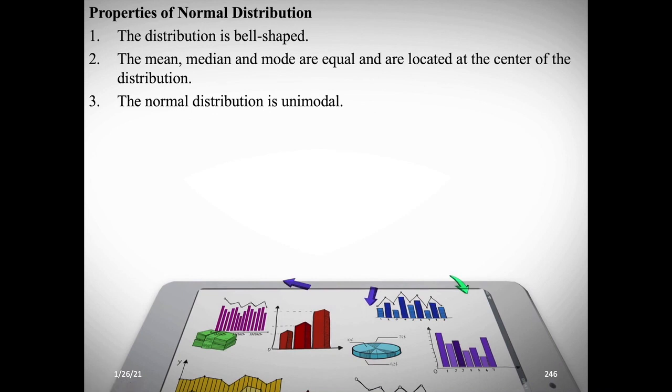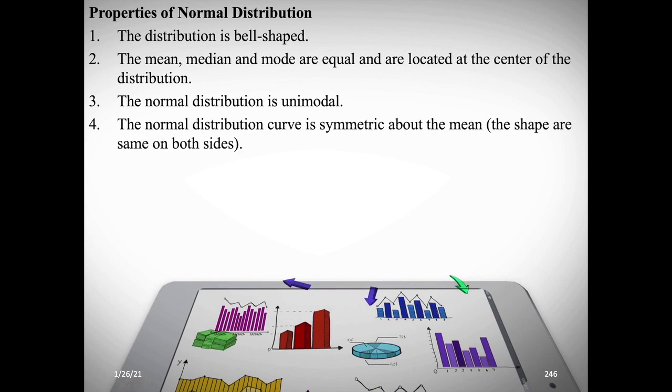So let's proceed with the third property. For the third property, it is unimodal. Since our mode is the highest value of our distribution, it is a unimodal. If it happens that the mode is bimodal or multimodal, it will not be considered anymore as a normal distribution. I hope that's clear. And for the fourth one, the normal distribution curve is symmetric about the mean. Meaning to say, the shapes are the same on the right side and of course on the left side of the distribution. Symmetric. Next, the normal distribution is continuous, meaning to say infinite, walang katapusan.